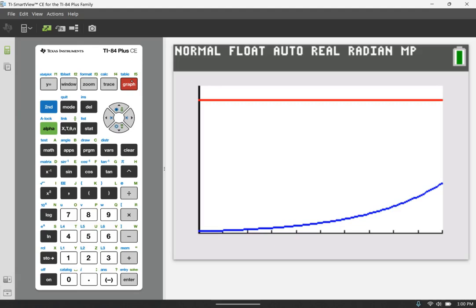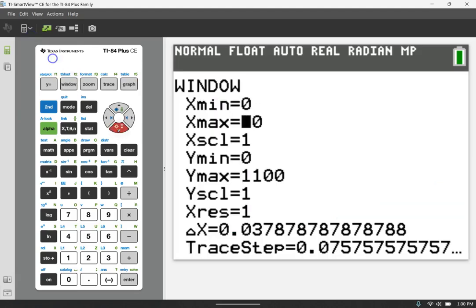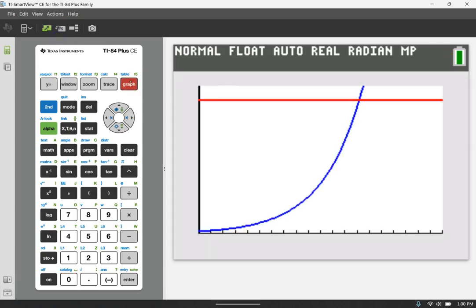Now, I see my exponential, I see the 1,000, but do they connect? So what do I need to adjust some more? The X max. So I'm going to go ahead and say, hey, my X max, I'm going to put it at 20, see if that's good enough. Yep, it was. All right. So now they're connecting. Do we remember how to calculate the intersection? Where do we go, guys? Where is that?